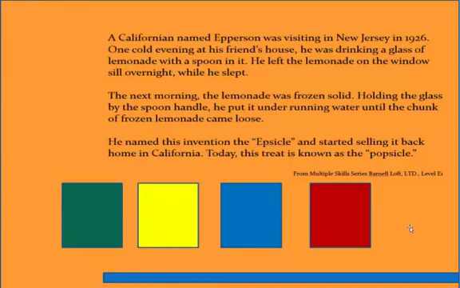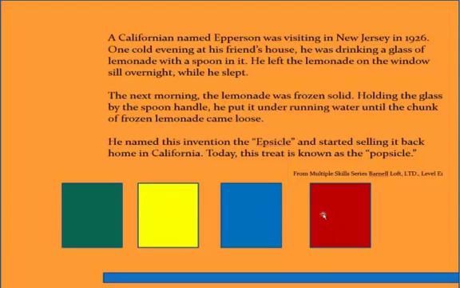Next one. Epperson was visiting Colorado, New Mexico, New Jersey, or Alabama. Which color? Green. Was he visiting Colorado, New Mexico, New Jersey, or Alabama? Oh, blue. Blue, okay. What we call a popsicle was first called an ice cream cone, an epsicle, a fudgy, an icicle.